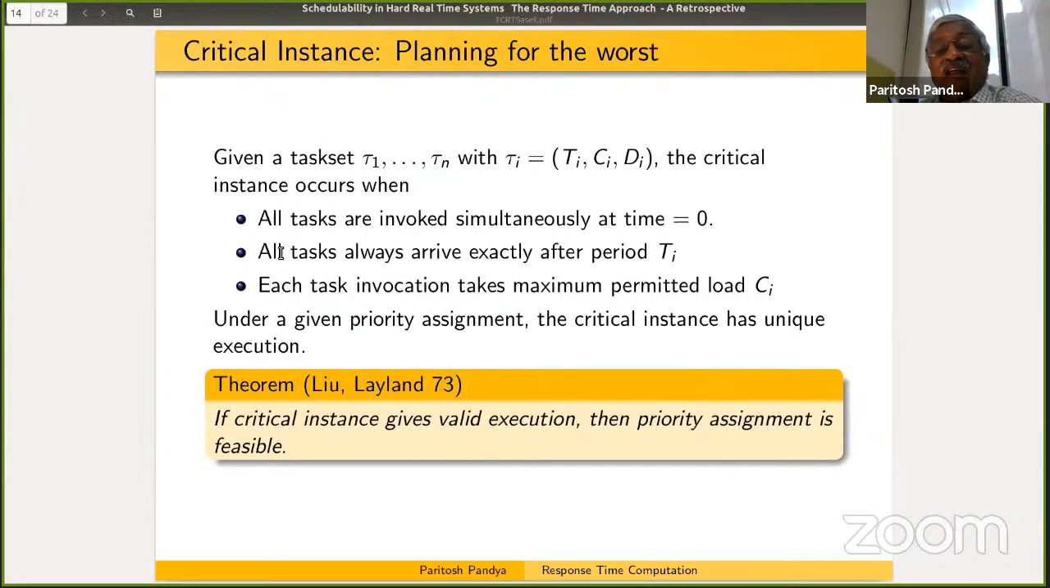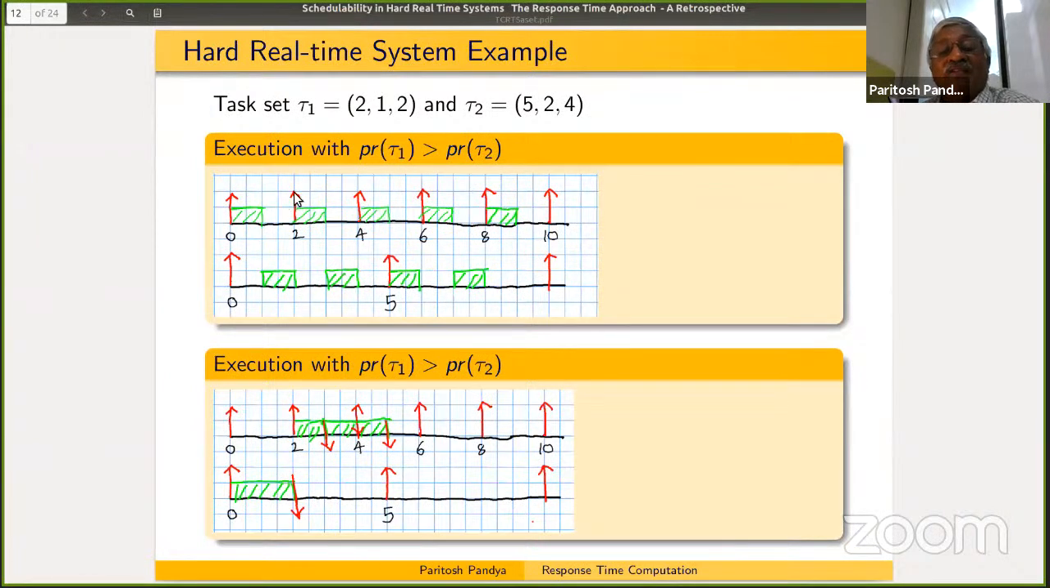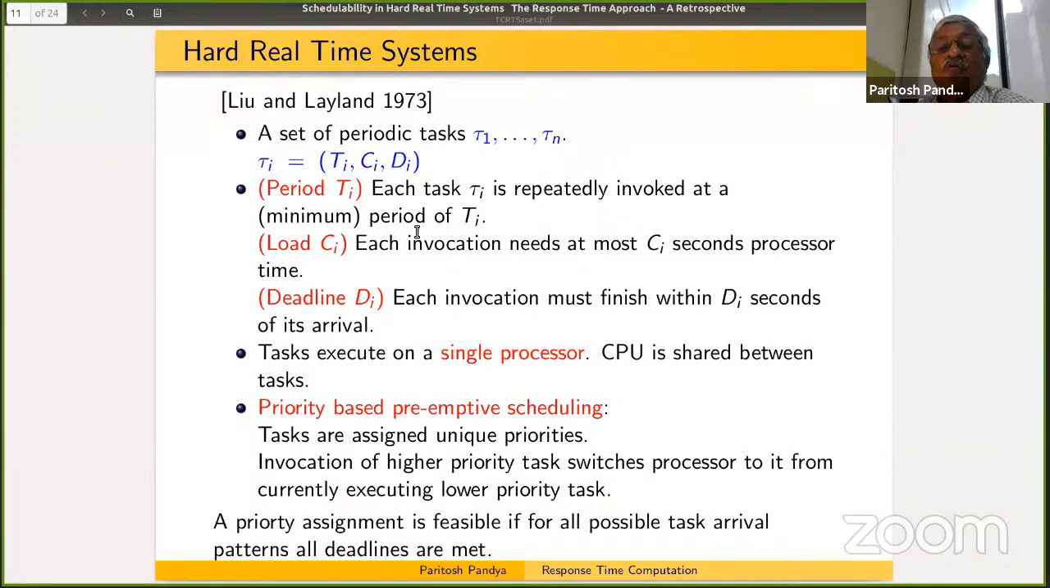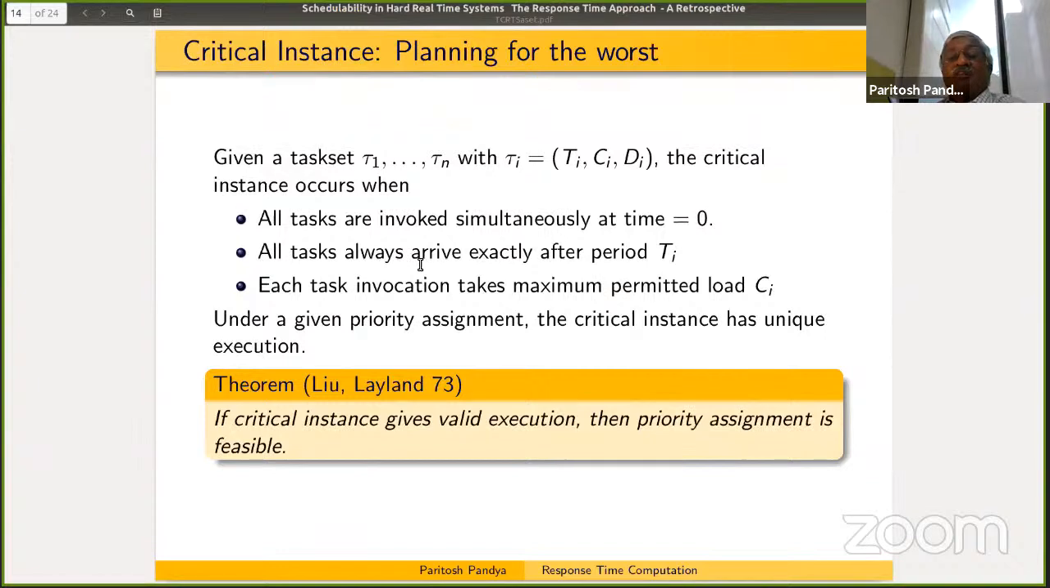Secondly, tasks arrive exactly after period TI, as in my example. This task has period 2, and after time 0 it is arriving exactly at 2, and after 2 exactly at 4. It could have arrived later, but it puts maximum demand by arriving as early as possible to give more load to the system. So tasks arrive exactly after period TI and each task invocation puts the maximum permitted load CI on the CPU. So this is the kind of worst case scenario for meeting the deadlines.